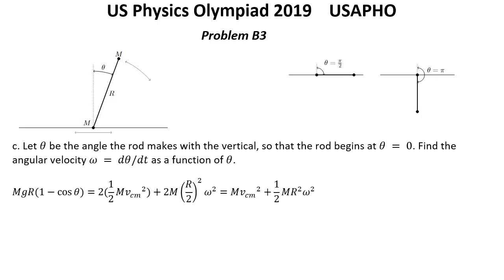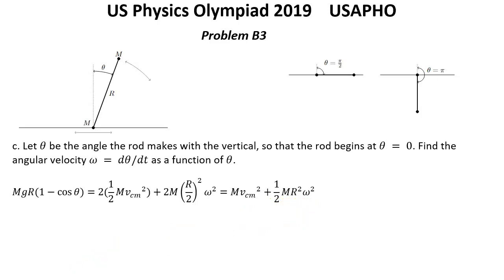the translational kinetic energy of the center of mass, which is 2 times 1/2 m v center of mass squared, plus the rotational kinetic energy around the center of mass, which is 2m (r over 2) squared multiplied by ω squared, which finally gives us m v center of mass squared plus 1/2 m r squared ω squared.